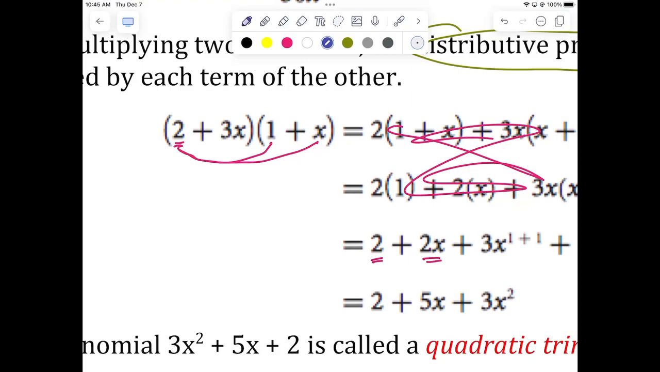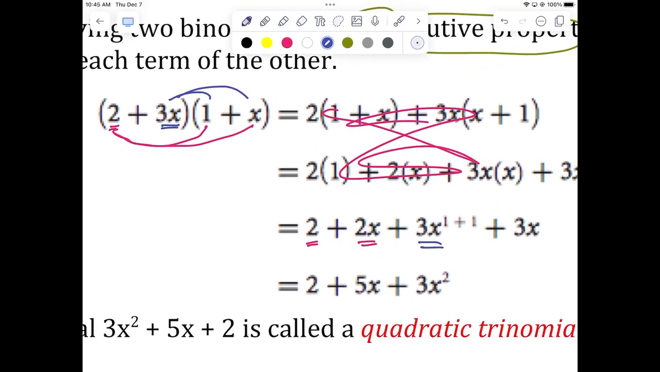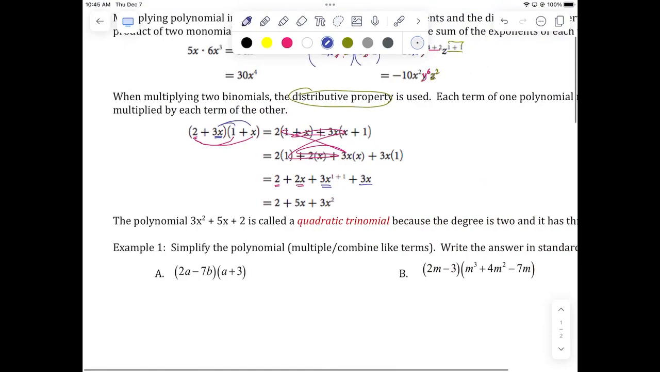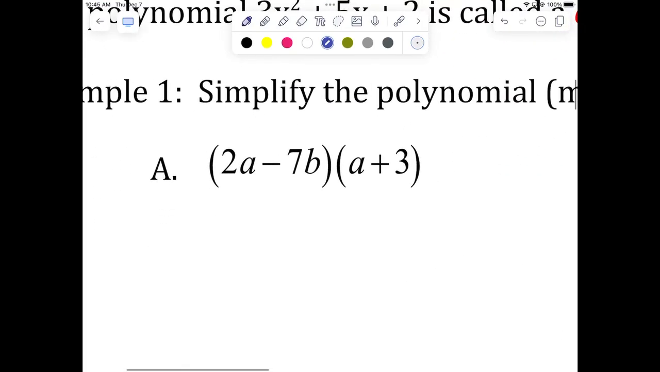And then we're going to take the next one and distribute it to both of them. So 3x times 1 is 3x, plus, well, they do it in a different order. So then you get 3x squared plus 3x. Okay, so we just distribute it. Let's just try it out. I think you got it.